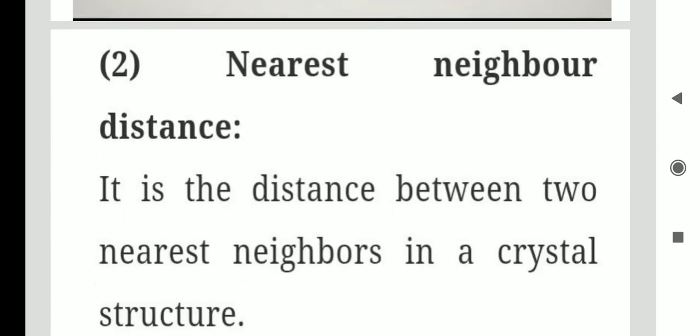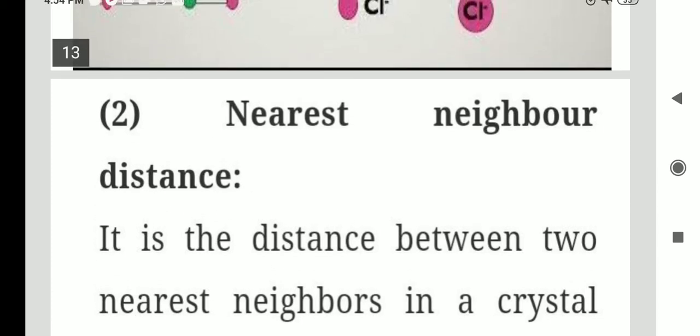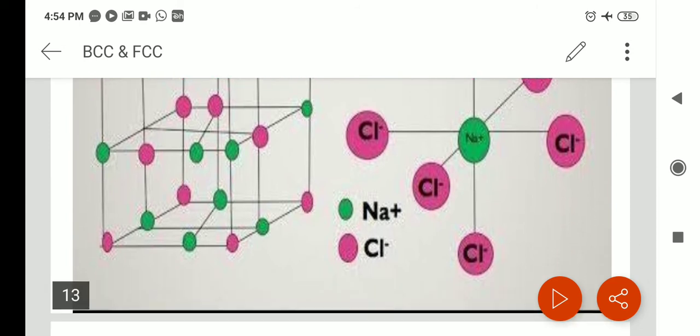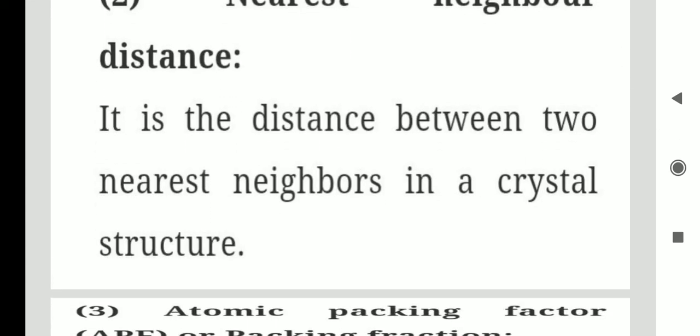Second one, nearest neighbor distance. It is the distance between two nearest neighbors in a crystal structure. For example, I consider the distance between chlorine to sodium, or chlorine to chlorine, or sodium to chlorine. The distance between these two atoms, whatever it is, can be considered as the nearest neighbor distance.